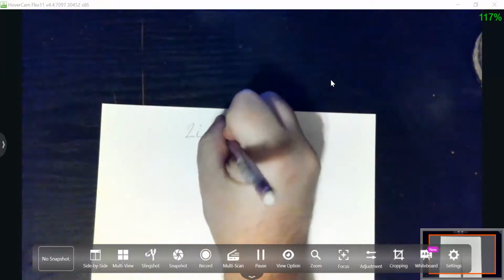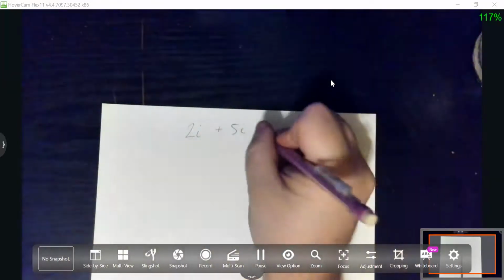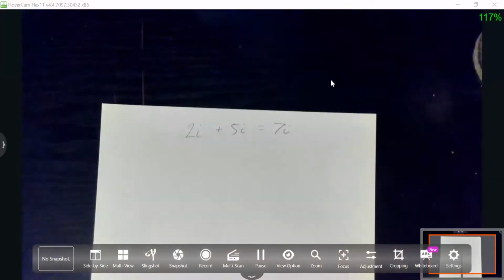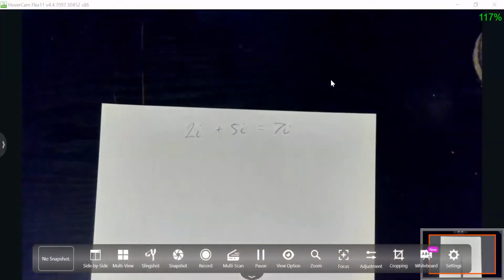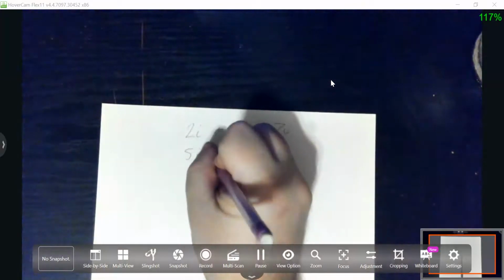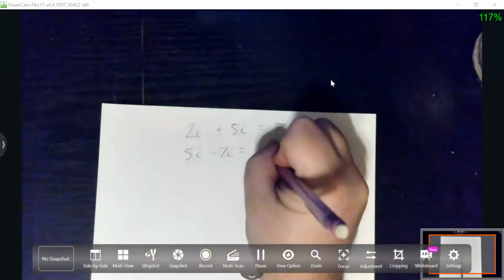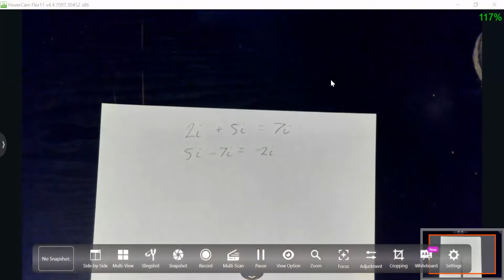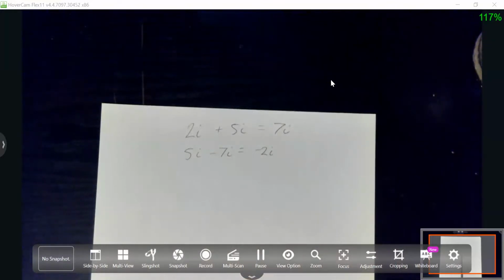So i in and of itself works like anything else that we're used to. So if we had 2i and we added 5i, that's just 7i. It works just like x or a or any other indeterminate that we might have, or any other constant we might have. We can subtract with it. We can say 5i minus 7i, that's just going to be negative 2i. That still works the same. So most of what we do is pretty easy.